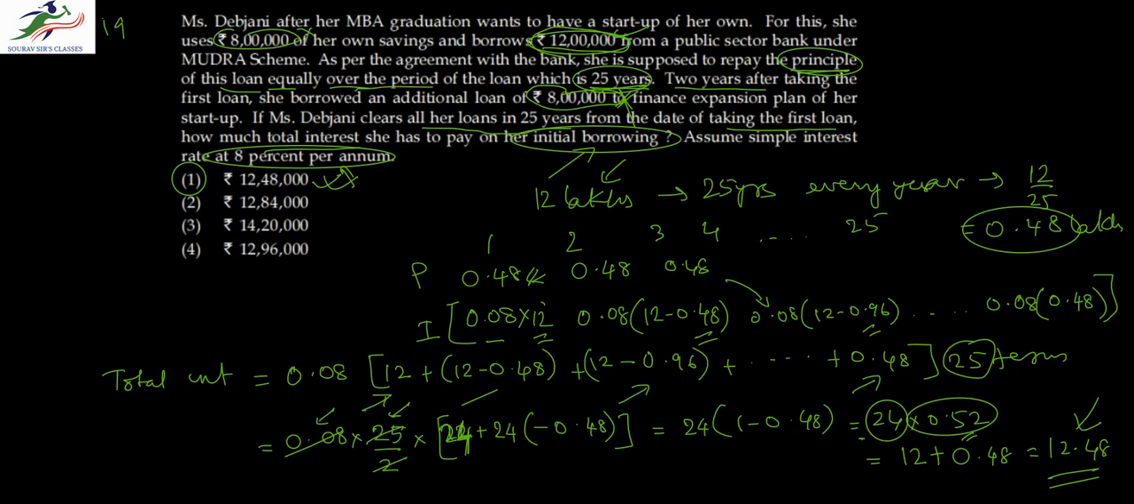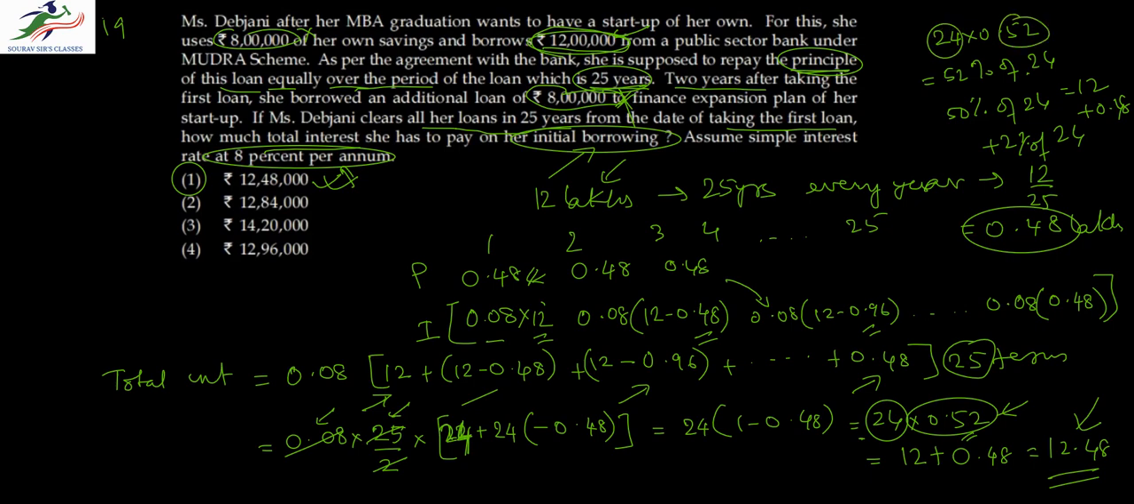Now you saw how easily I calculated this number, 24 into 0.52. Let me explain again. 24 into 0.52 is nothing but 52% of 24, and I just calculated 50% of 24 plus 2% of 24. So 50% of 24 is 12. 1% of 24 is 0.24, so 2% is 0.48. So 12.48. I did not multiply this number at all, which is much easier to do.